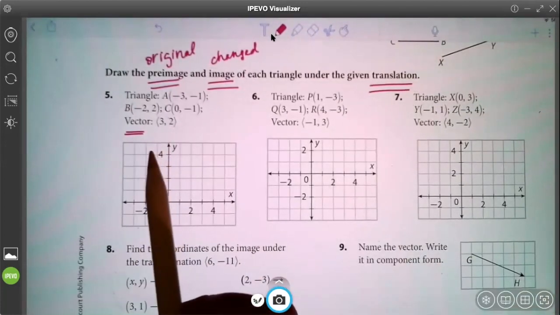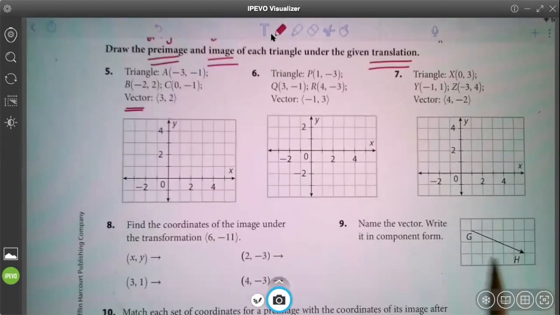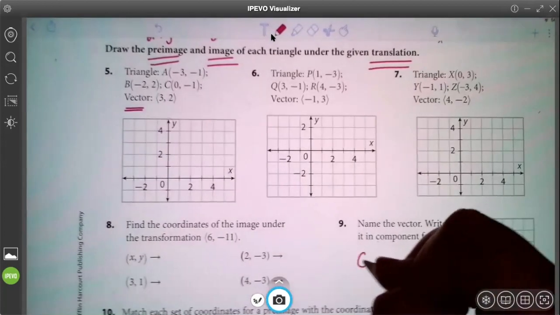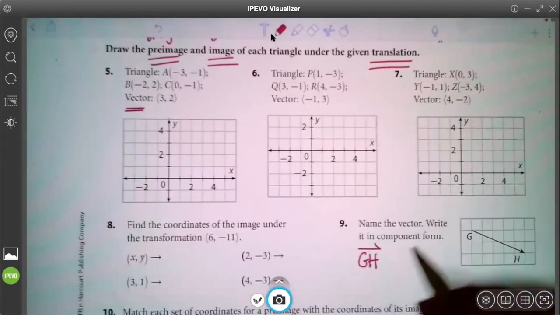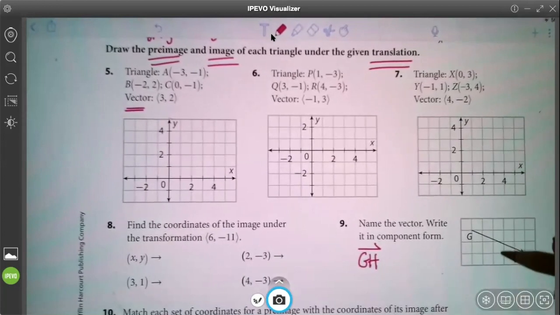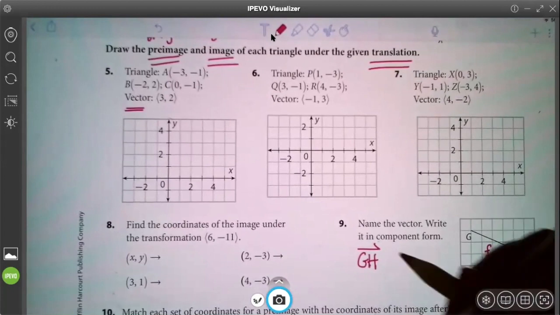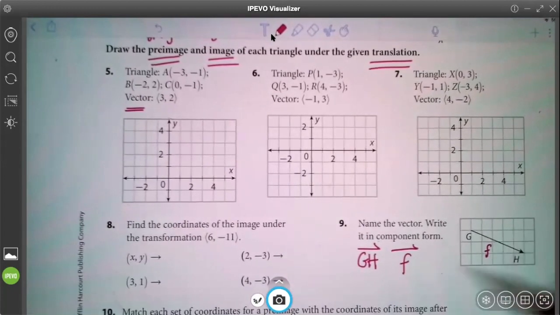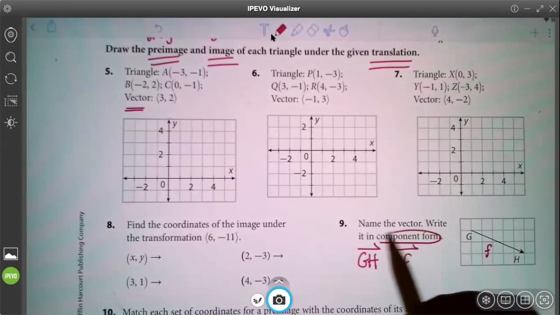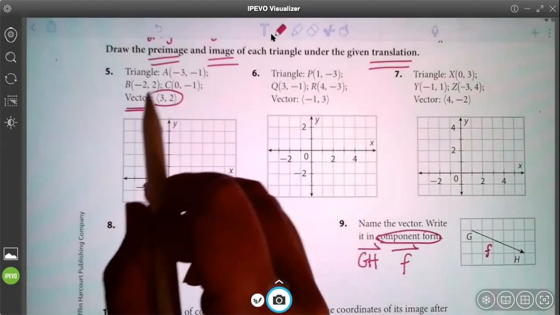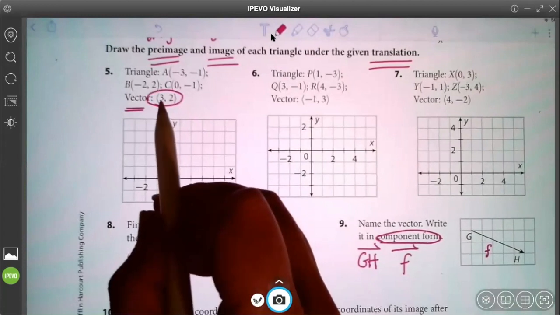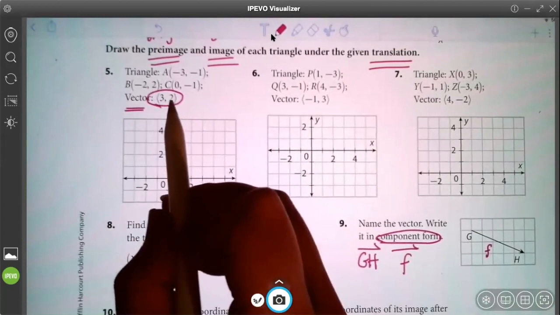A vector can be drawn as an arrow, like this. So this vector might be GH. We talked about the symbol. We could also put another little letter under there. Let's make it like F. This could also be vector F. The component form of that vector looks like this. The first number tells the change in X, the second number tells the change in Y.